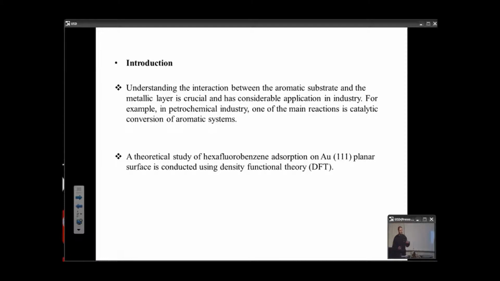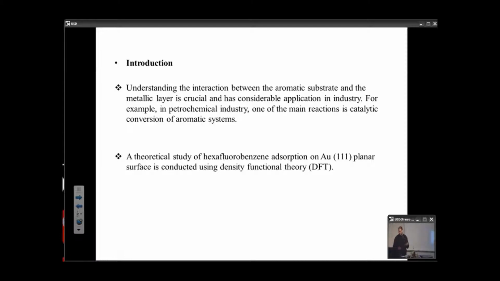First of all, this system is very important. Benzene and heterocyclic compounds have been studied really well in the literature. However, hexafluorobenzene is kind of a new field, and this field is hot and really important in terms of application in industry. For example, in the petrochemical industry, one of the main reactions is catalytic conversion of aromatic systems, one of which is what we have right now.